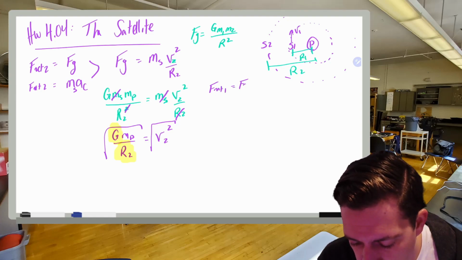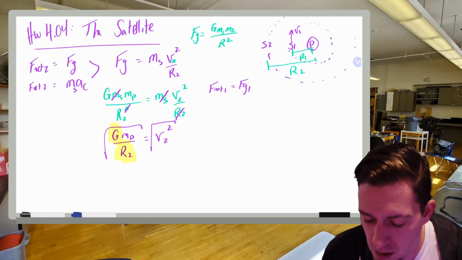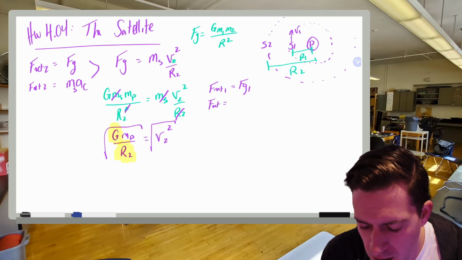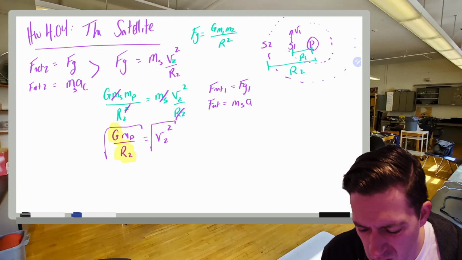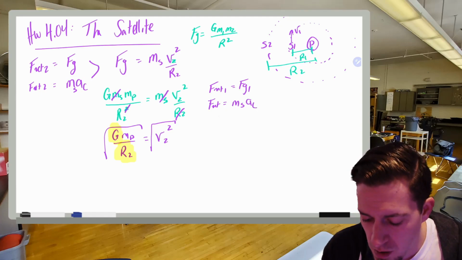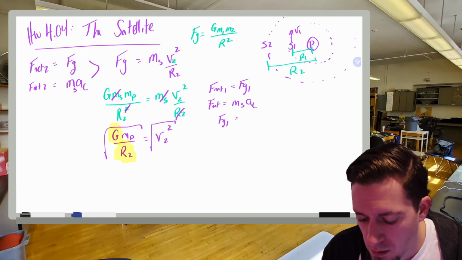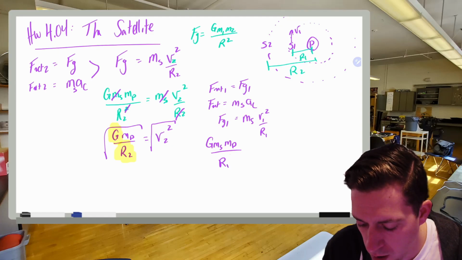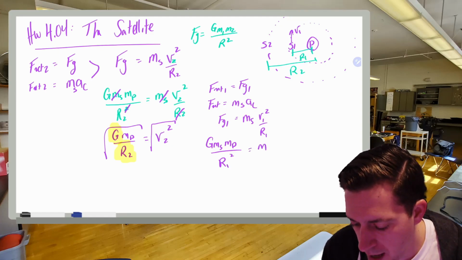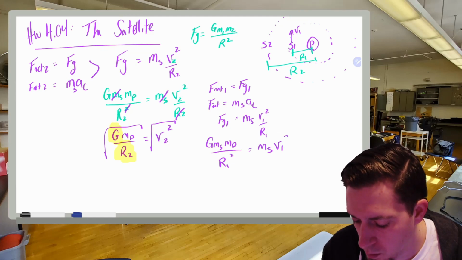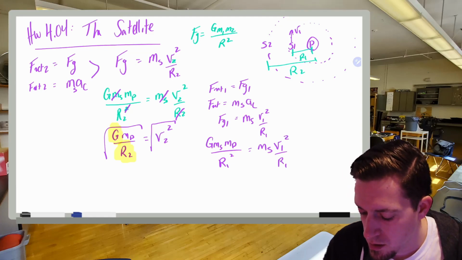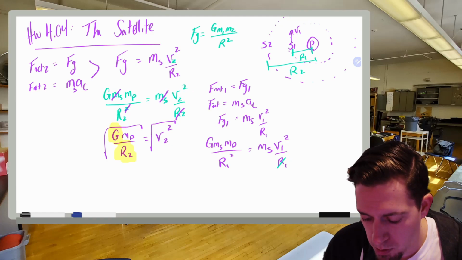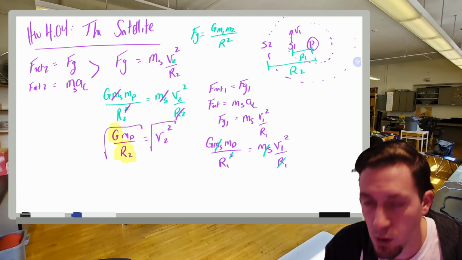FNet1 would be FG1, like acting with the first satellite. But the first satellite is also in circular motion. So FG1 would be V1 squared over R1. And then this would be big G, mass of the satellite, mass of the planet, divided by R1 squared. And then this is mass of the satellite, V1 squared, all over R1. So, boom, boom, just like last time.